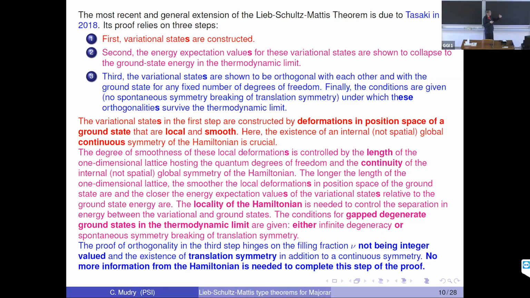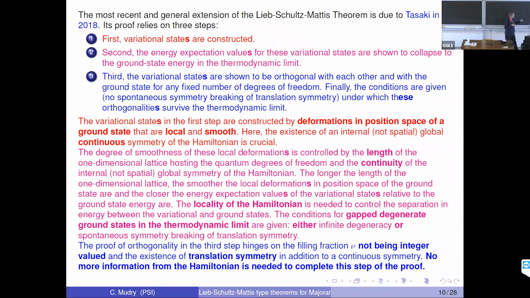In fact, what he does is give conditions for having gapped degenerate ground states in the thermodynamic limit. And the condition he finds is that either you have spontaneous breaking of translation symmetry, in which case you have finite degeneracy. You cannot break the continuous symmetry in one dimension by Mermin-Wagner, so the only thing you can do is break spontaneously the translation symmetry. That's one option. But if you don't break this symmetry, then he shows that in the thermodynamic limit you have an infinite degeneracy of the gapped ground states. Infinite, not finite degeneracy.